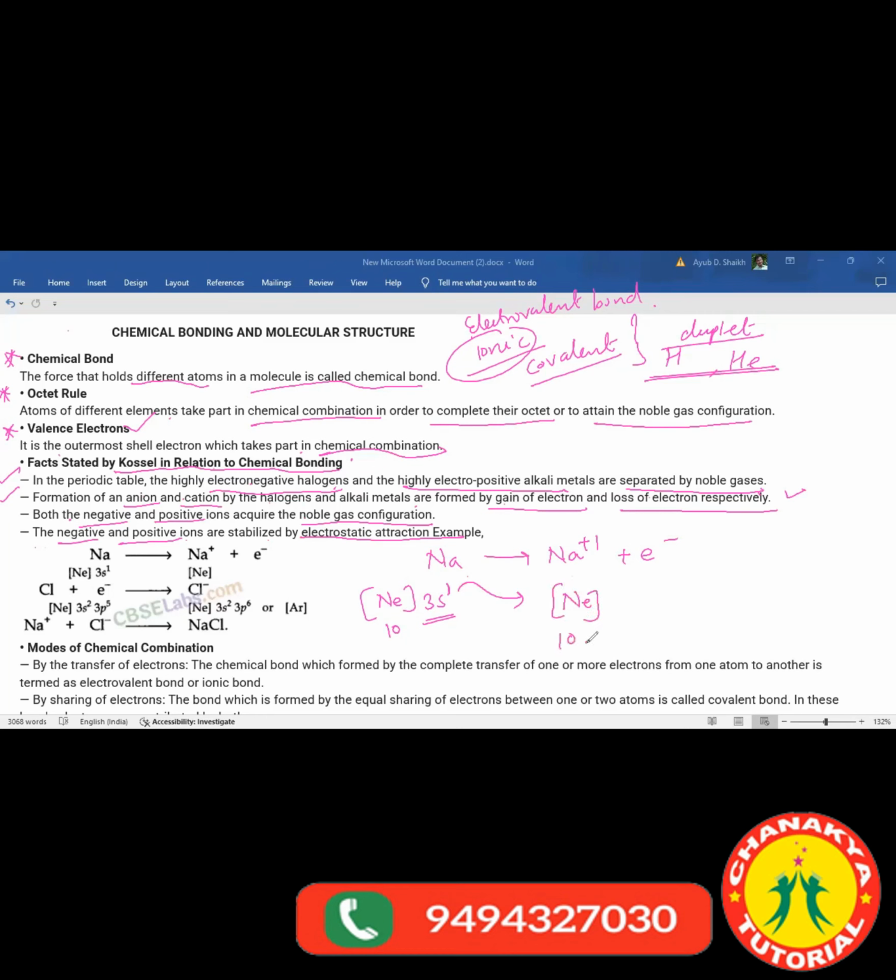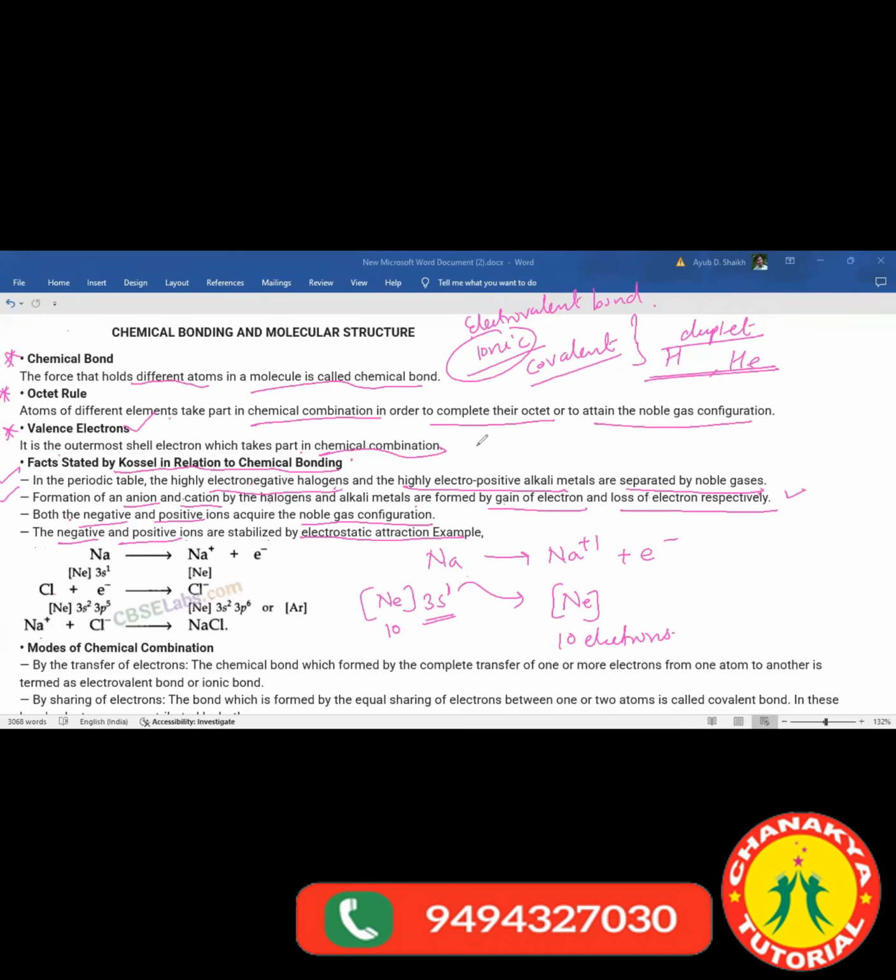With 10 electrons, they attain the noble gas configuration. So Na plus, the positive ion, shows us the inert gas configuration. Now see the next one, Cl minus.